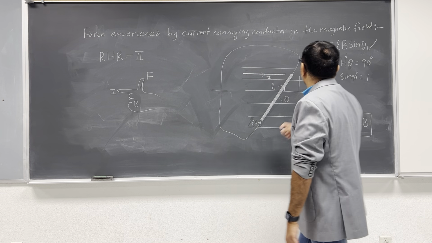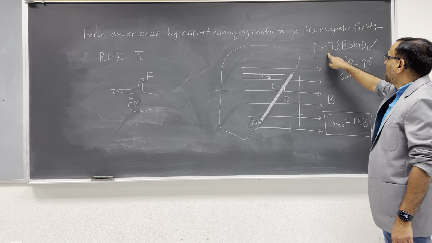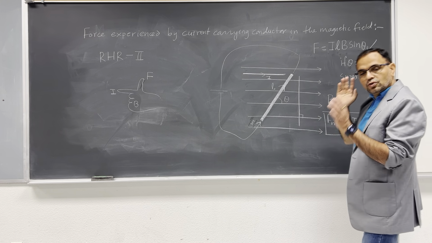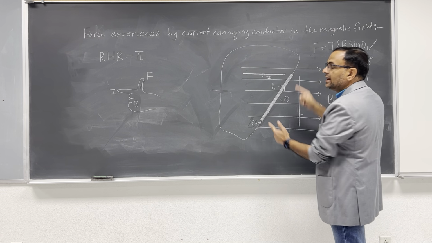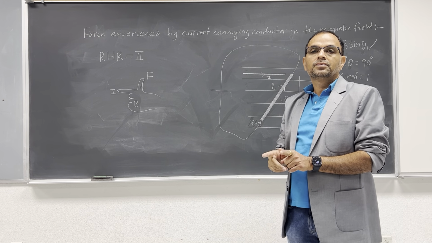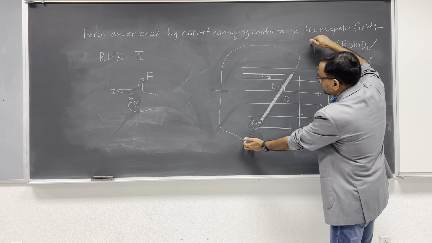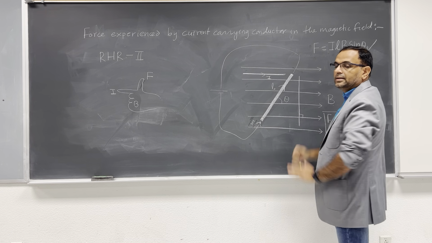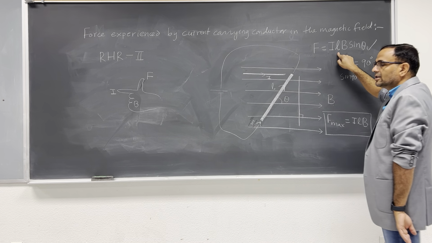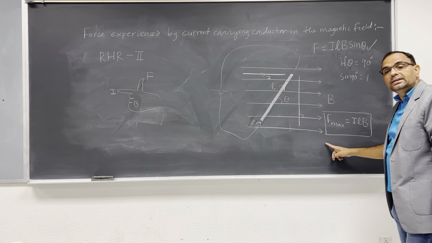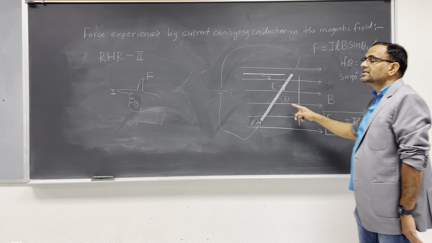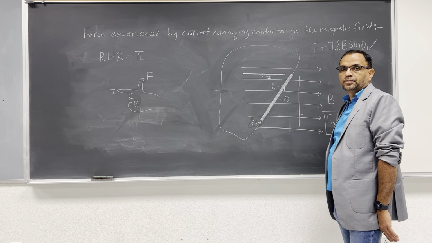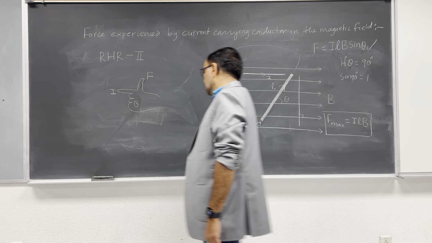And the formula gives you the magnitude of the force: ILB sine theta. So the force depends on current, depends on length, but don't forget the length L is the length inside the magnetic field only. If this conductor is long and extends somewhere beyond, you have to measure the length only inside the magnetic field. The force also depends on the strength of the magnetic field, and of course on theta, the angle between the current and the magnetic field. So this is pretty simple.